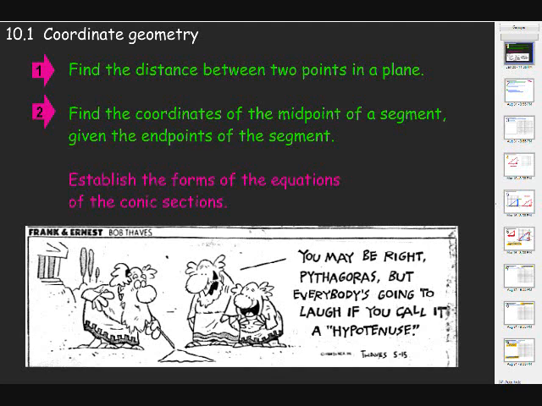Welcome back. We're starting a new chapter, chapter 10. This is going to be on conic sections, an extension really of quadratics. But before we go into it, we have to do a little review of coordinate geometry. You've been here before, so this will feel very familiar to you. So let me get started there.